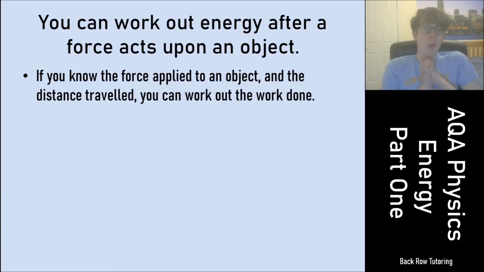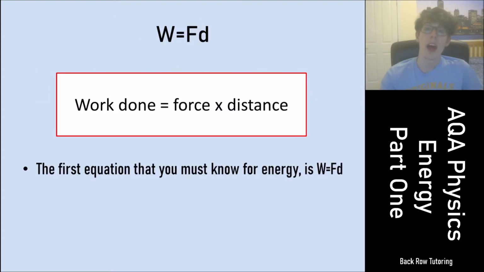So you can work out energy after a force acts upon an object if you know the force applied to an object and the distance travelled. You can work out the work done. You can work out the energy transferred. And the first formula of the course is that work done is equal to force times distance. So the first equation that you must know for energy is W equals Fd. Work done, or energy transfer, is equal to force times distance.